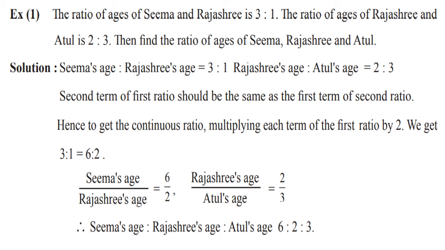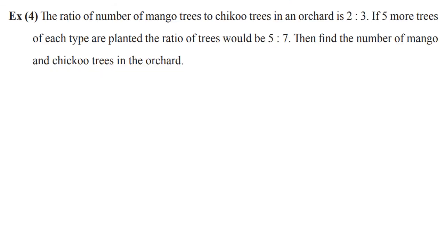Now let's see one more example. So example number 4 I am discussing. The ratio of the number of mango trees to chiku trees in an orchard is 2 is to 3. If 5 more trees of each type are planted, the ratio of the trees would be 5 is to 7. Then find the number of mango and chiku trees in the orchard.